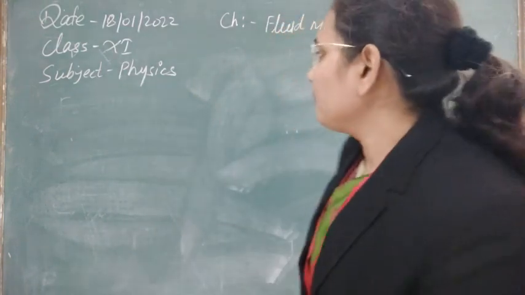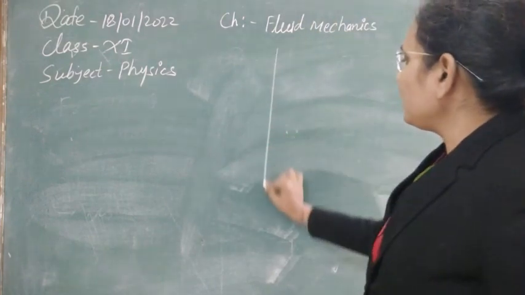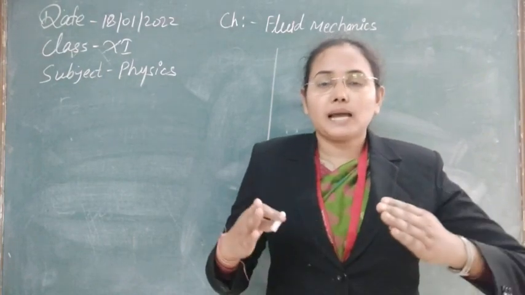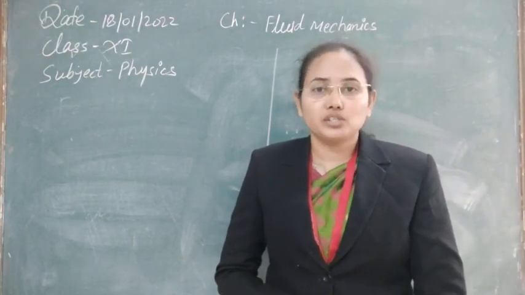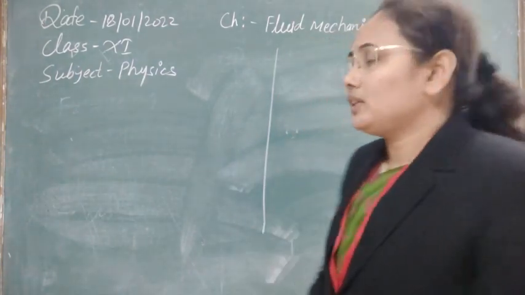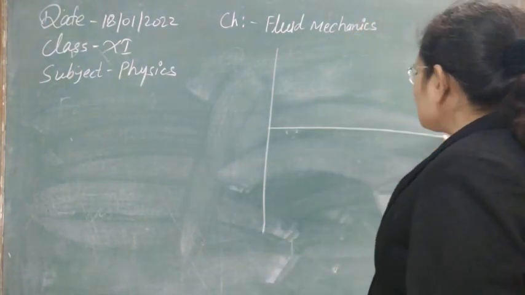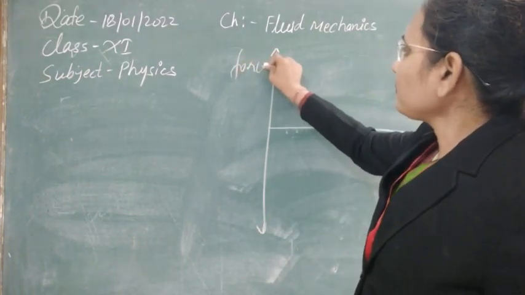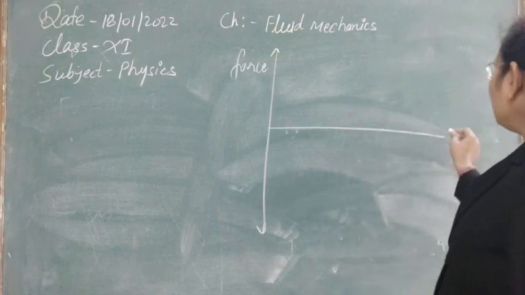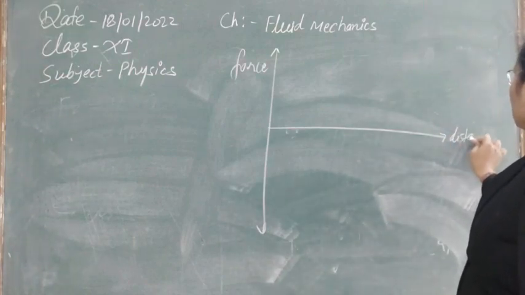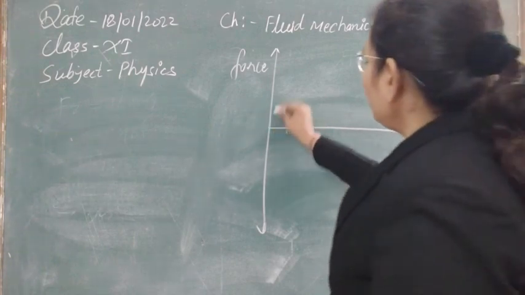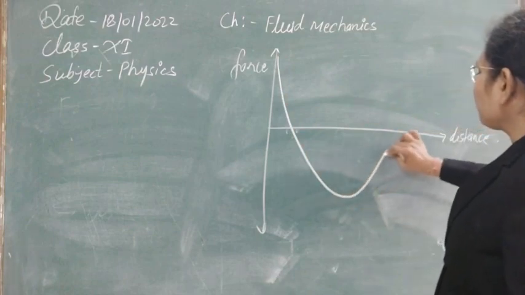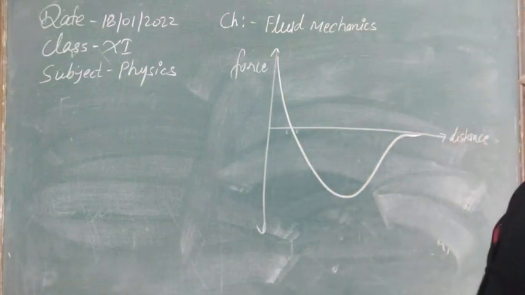So if we plot the graph for the intermolecular forces with distance, how they change whenever the molecular separation, meaning the distance between two molecules, is changing. Suppose on this axis we have taken the force, and on this one the distance is taken. Now whenever the graph is plotted, this kind of graph is obtained.